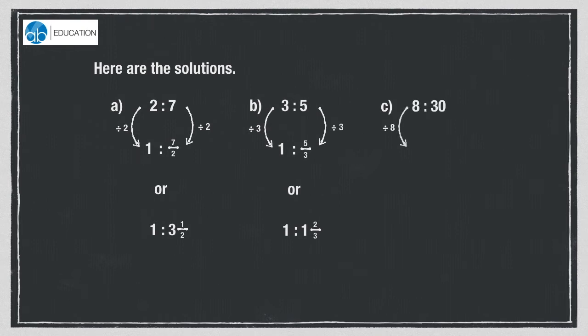For C, we are dividing by 8 to get 1 on the left, and of course 30 divided by 8 on the right, but as you can see this time I've changed the improper fraction to a mixed number. 30 divided by 8 gives us the 3, because 3 8s are 24, so we've got 6/8 left over. So I've written 3 and 6/8, but of course 6/8 is the same thing as 3/4, so my final answer is the ratio 1 to 3 3/4.